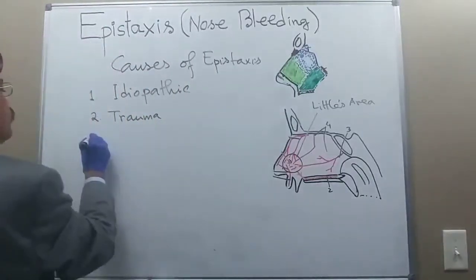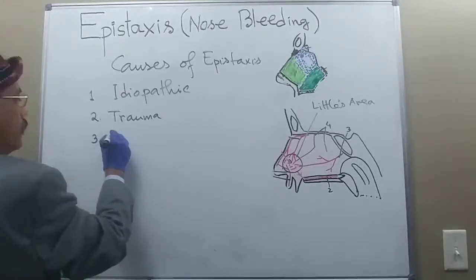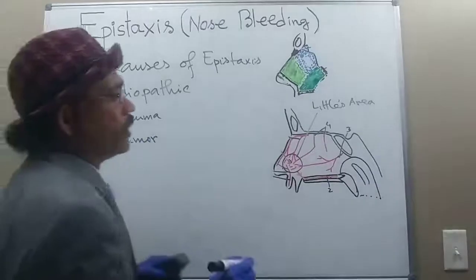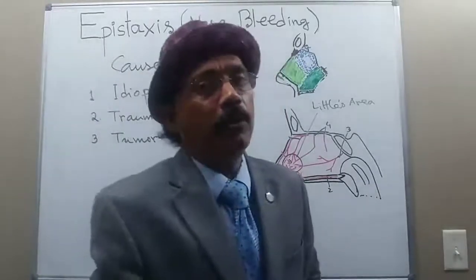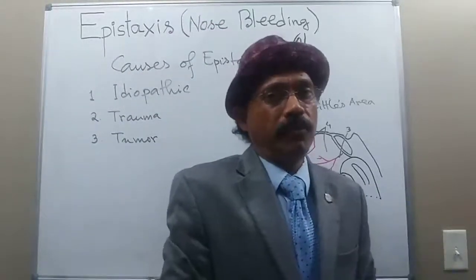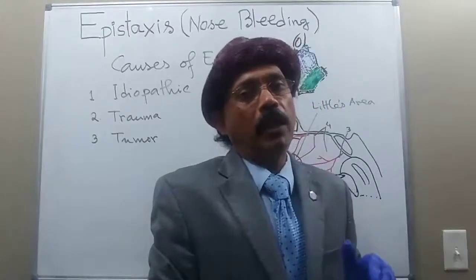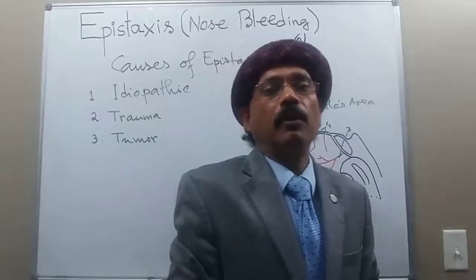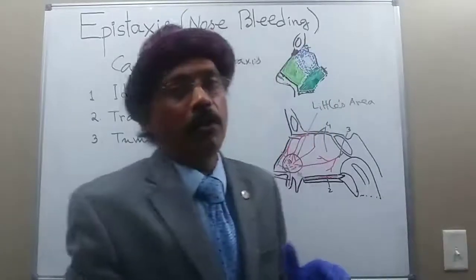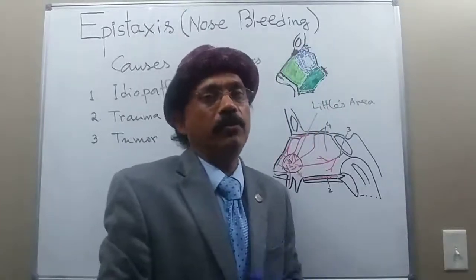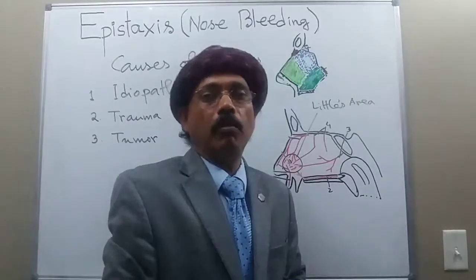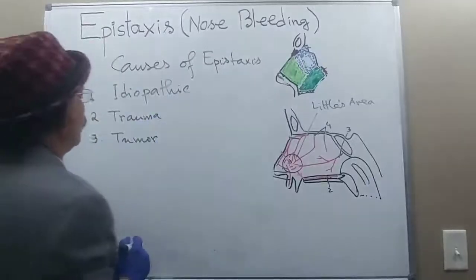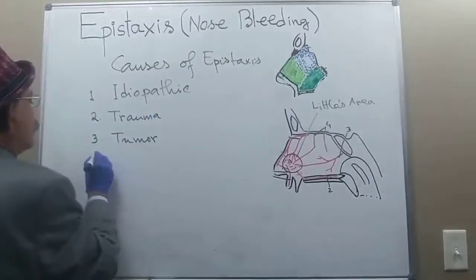It may be due to any type of tumor. Tumor anywhere, in the lateral nasal wall, not necessarily in the septum of the nose, in the paranasal sinuses, or in the nasopharynx. Any part of the nasal cavity or nasopharynx, a tumor there may bleed, and that may lead to epistaxis.